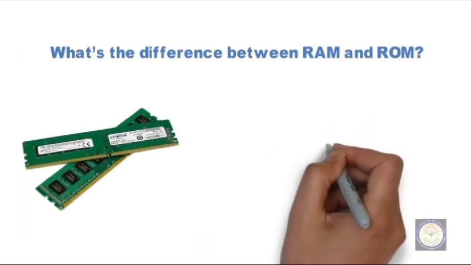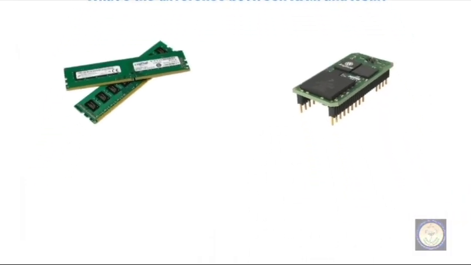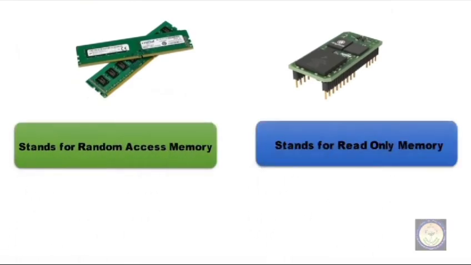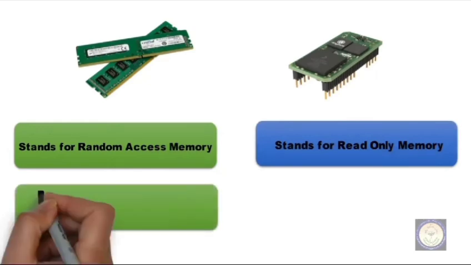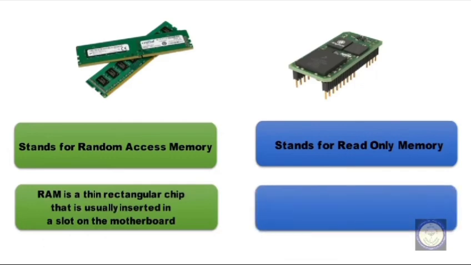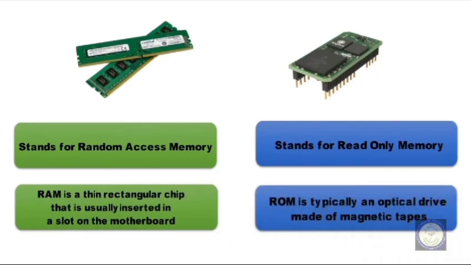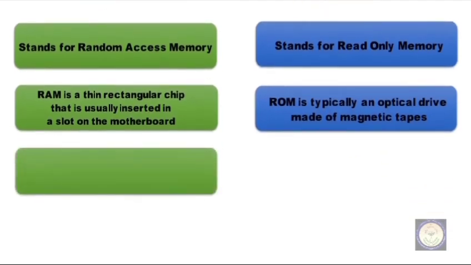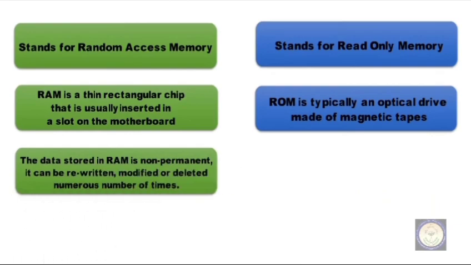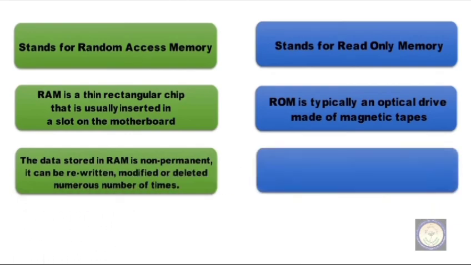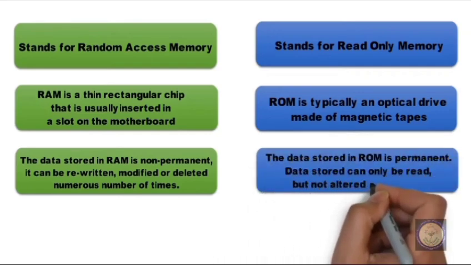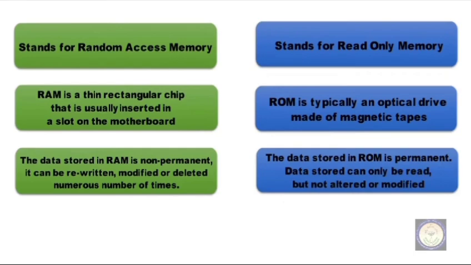Now, let's get back to the comparison chart. RAM stands for Random Access Memory, while ROM stands for Read-Only Memory. RAM is a thin rectangular chip that's usually inserted in a slot on the motherboard, while ROM is typically an optical drive made of magnetic tapes. In terms of stored data, the data stored in RAM is non-permanent. It can be rewritten, modified, or deleted numerous times, while the data stored in ROM is permanent. Data stored can only be read but not altered or modified.